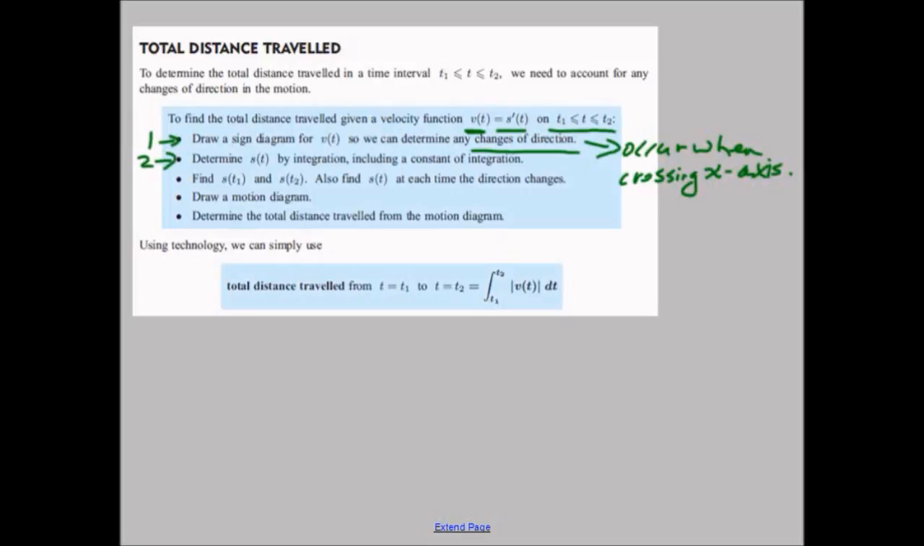Okay, step 2: determine the displacement function by integrating, and make sure you include that c, the constant of integration. Step 3, we then need to calculate a few numbers. We need to calculate the starting displacement, the end displacement, and the displacement at each time of a direction change. We will get those direction changes from our sign diagram. Step 4, draw a motion diagram. And step 5, from the motion diagram, calculate the total distance traveled.